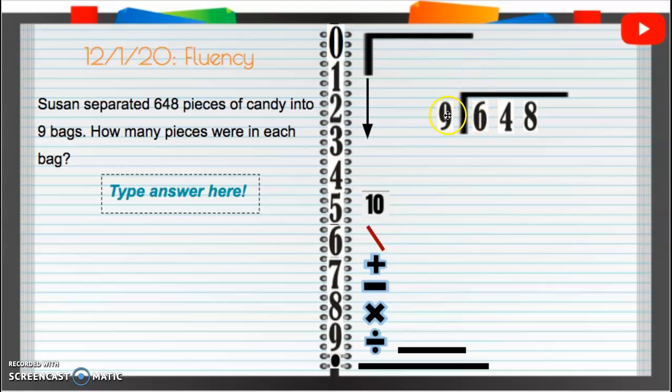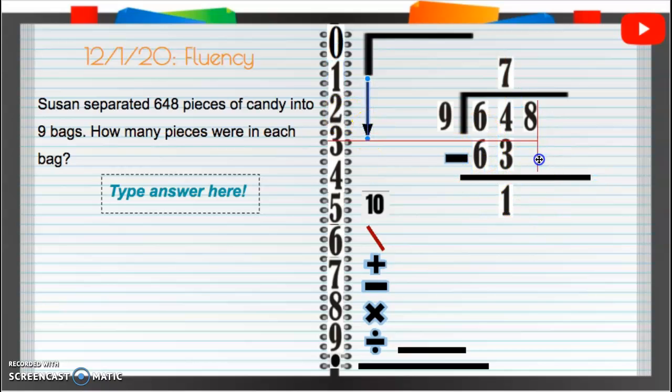Well, it can't. What about how many times can 9 go into 64? Well, I know that 9 times 7 is 63, so we can do that. So we have 9 times 7, which is 63. Then we can subtract. All right, now we have 4 minus 3, which is 1. 6 minus 6 is 0.